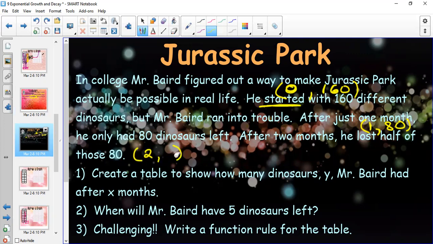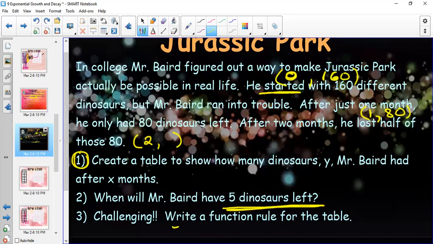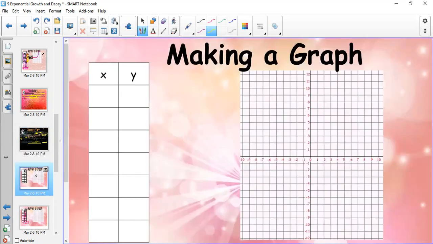Question 1 says to go ahead and create a table to show how many dinosaurs Y Mr. Baird had after X months. So finish that table. Question number 2 is when will Mr. Baird have only 5 dinosaurs left? And question 3, see if you can write a function. Again, it's going to have an exponent in it. See if you can write a function that represents what is happening in this problem. All right, go ahead and pause the screen now and see if you can do those things.